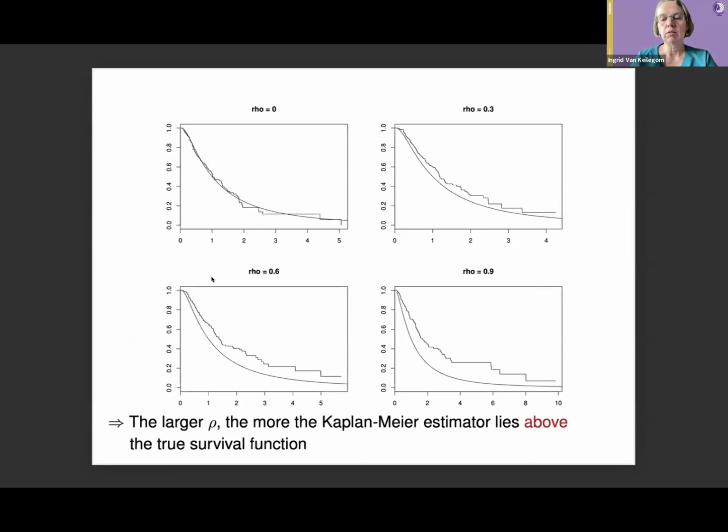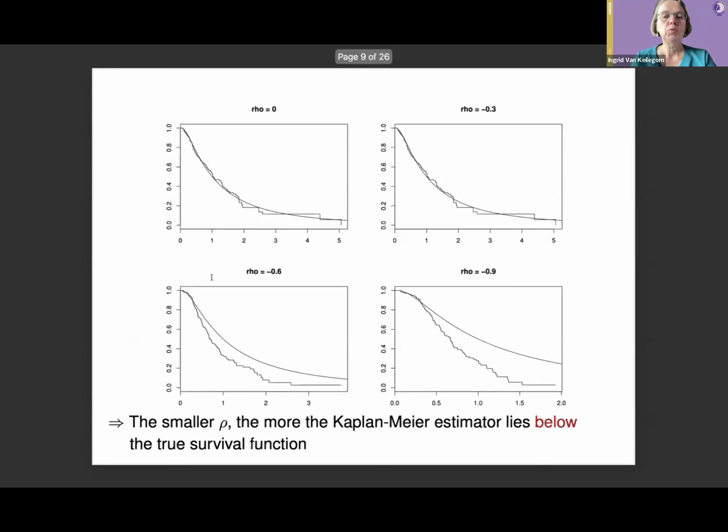And so indeed there is a bias issue, and the bias is always a positive bias. So the Kaplan-Meier estimator is overestimating the true survival function. If we now go to negative correlations, then we see a similar situation, but the Kaplan-Meier estimator is now underestimating the true survival function. So in any case, I hope that with these pictures, you are convinced that we should take dependent censoring into account to avoid biased estimation.